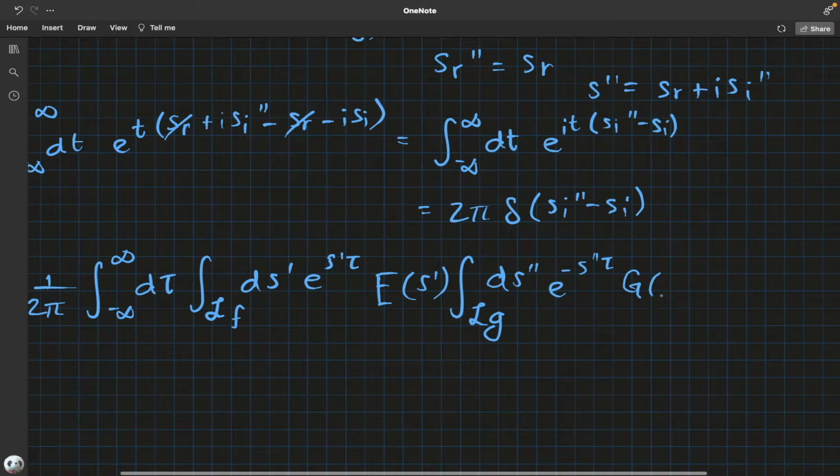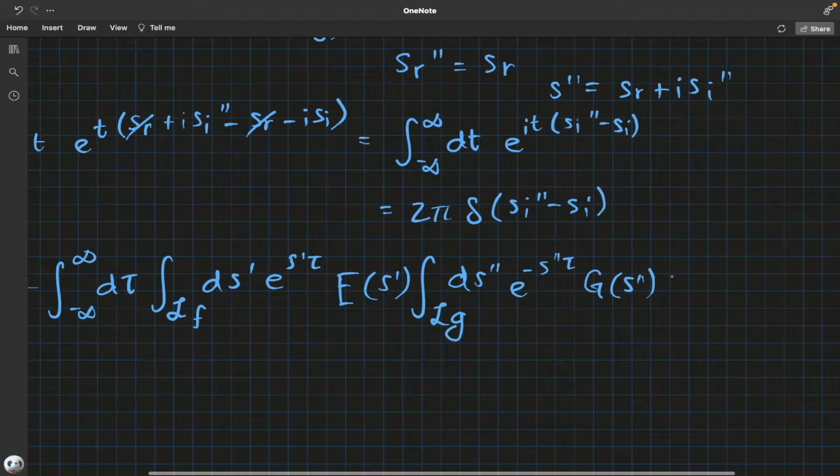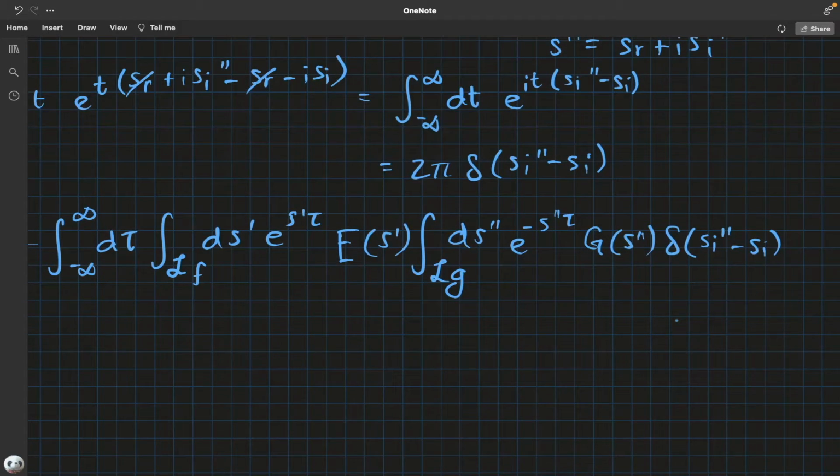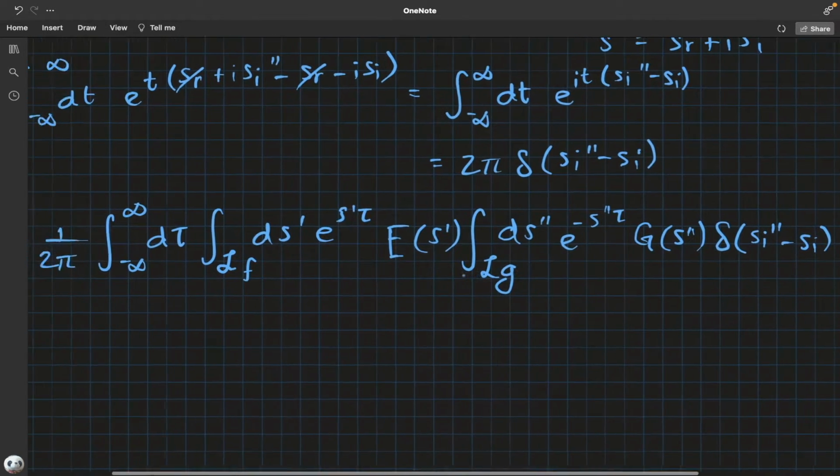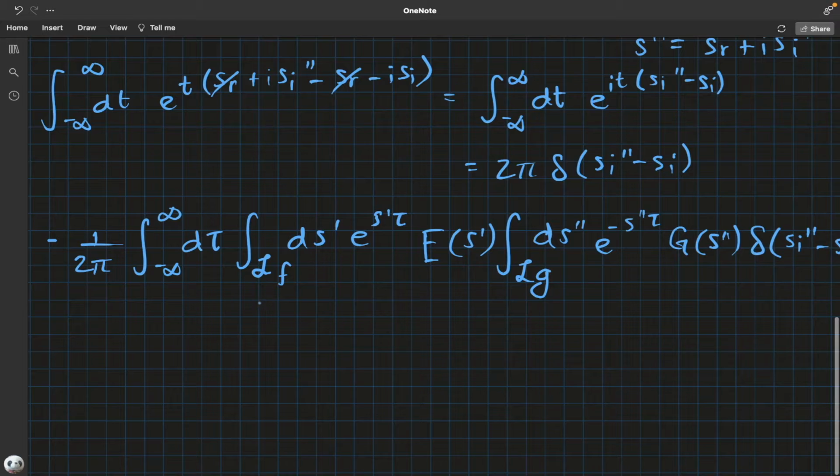And we have g of s double prime delta Si double prime minus Si. Okay, now what I want to do is I want to sort of integrate. I want to consider the integral for Lg. So I'll have to parameterize. So how will I parameterize?